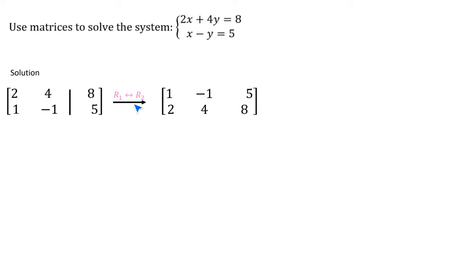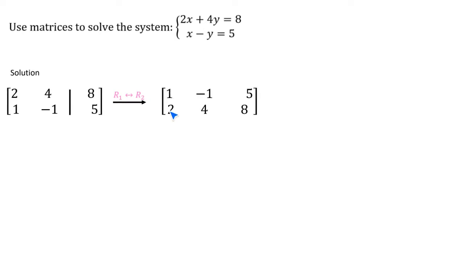And my goal is to have a 1 up here. So the operation I can use is switch the rows, right? So I'm going to take row 1. The double arrow means to switch with row 2. So this row 2 is now going to be my row 1. And my row 1 is now going to be my row 2. Okay. So now I have a 1 here, so that makes me happy.